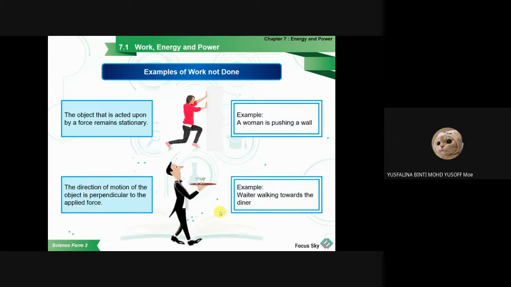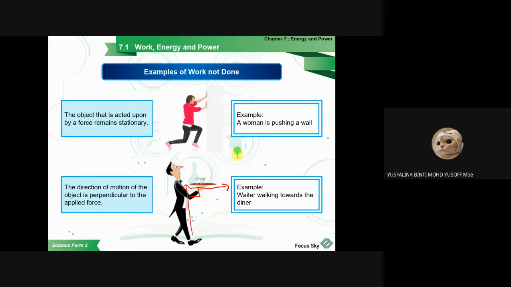Another example: the waiter walking towards the diner. It says here the direction of motion of the object is perpendicular to the applied force. You lift up the glass, so the force is upward, but the direction of the movement is to the right. It is perpendicular, so there is no work done. The direction must be parallel.